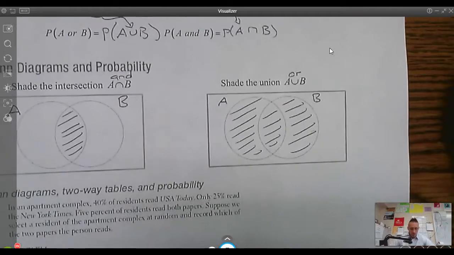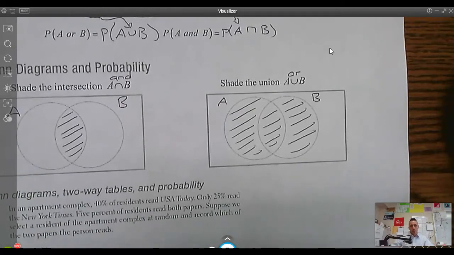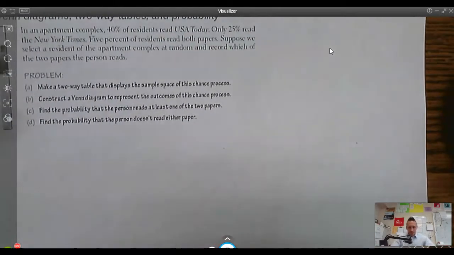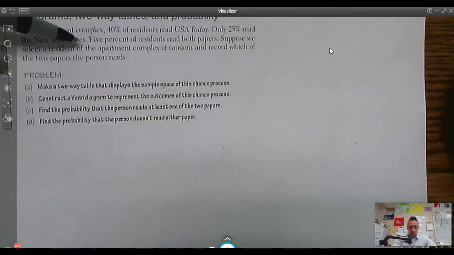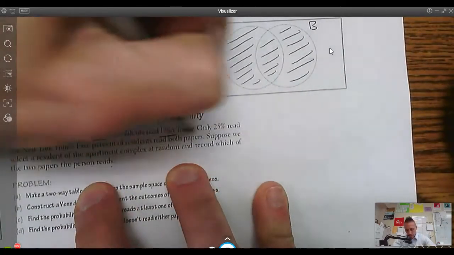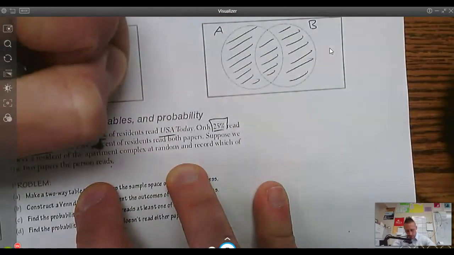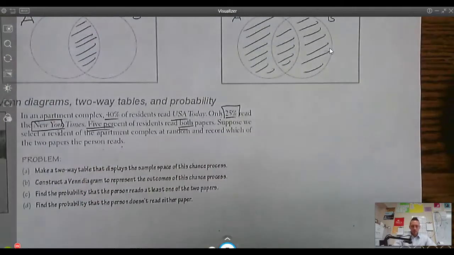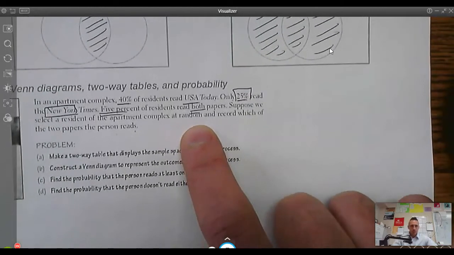All right. So now we're going to take this information with the and and the or and start creating Venn diagrams, two-way tables on a situation, and then answering probability questions that follow. So here goes. In an apartment complex, 40% of residents read the USA Today, 25% read the New York Times, 5% read both. Suppose we asked a person at random. Again, we already know why we have to ask a person at random.